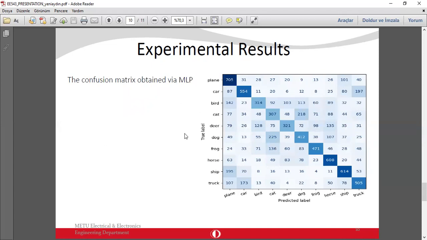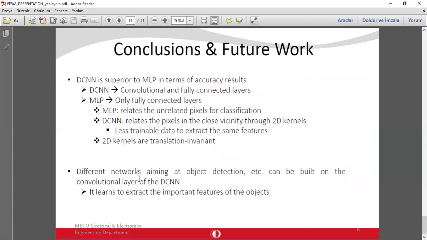And the confusion matrix for the multilayer perceptron is given on the right. We have good results for plane and also ship, but we have bad results for bird, cat, and deer in terms of accuracy with this trained network for multilayer perceptron.